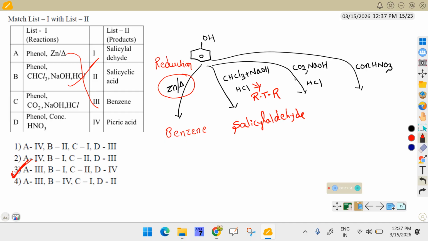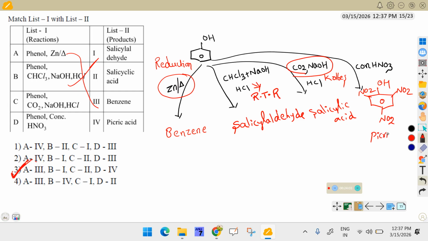What about the next one? CO2 and NaOH. The reaction is the Kolbe reaction and it gives salicylic acid. Phenol reacts with concentrated HNO3, then it gives 2,4,6-trinitrophenol. 2,4,6-trinitrophenol is also called picric acid.